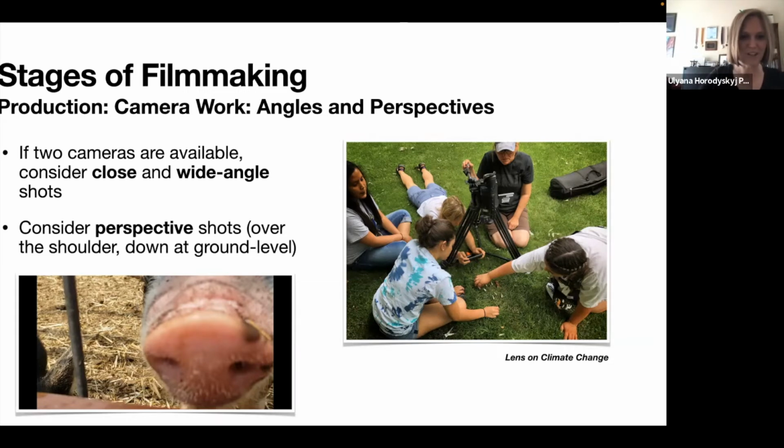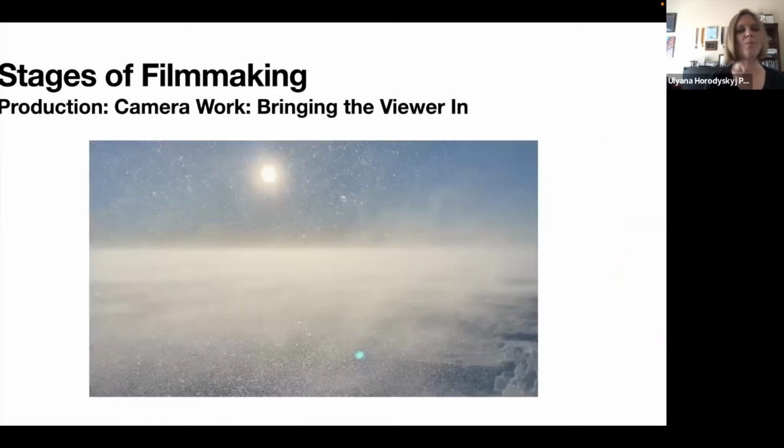And then I took this shot here at a farm that we were working on just to see the pigs, and this pig went right into the camera. But sometimes that's pretty cool too. So considering what's called these perspective shots, over the shoulder, like following someone, down at the ground level, or something coming right into the camera. It's kind of cool. So yeah, you can play around with different kinds of shots as well, just to keep things interesting. And then bringing the viewer in as far as perspectives from the ground.